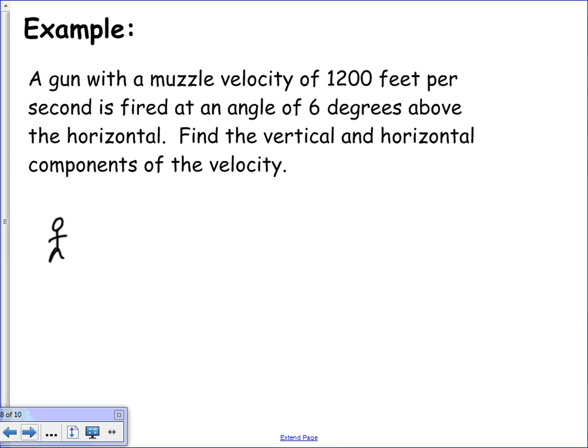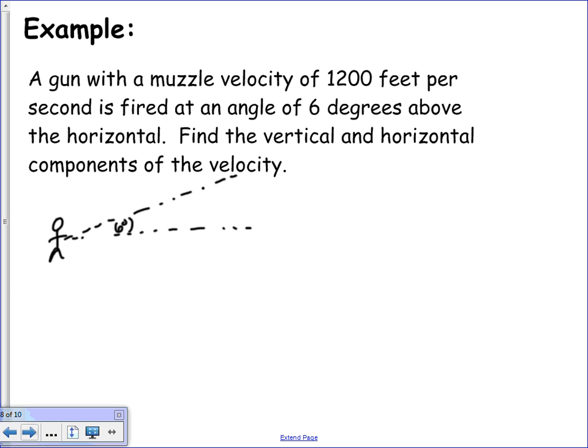There's a person. The gun would be in their hand. Horizontal would be straight out from there. And we're firing at 6 degrees above the horizontal. So I'm going to make my angle right there as 6 degrees. So when I think about what we know about vectors, that to me is now my direction angle, coming from the positive x-axis and going up. So I have a 6 degree angle.